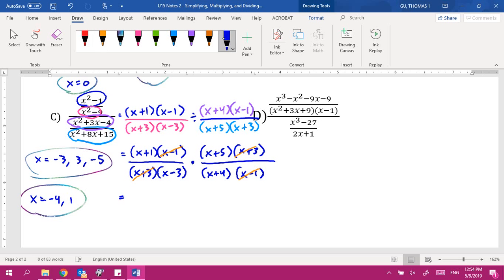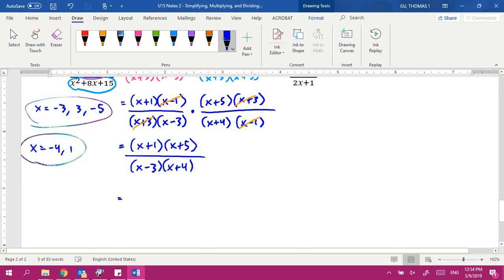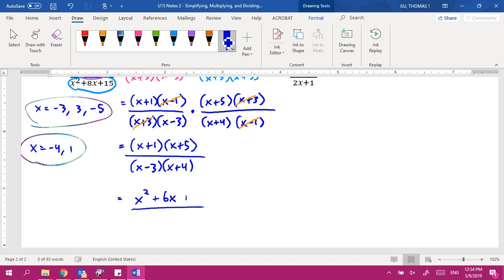So we're left with what? All right, you know it'll be like this. And that's almost the full answer, but what do I need to do to get my final answer? Yeah, I got to FOIL. So if I FOIL these out, do you know what I would get? Right? x squared plus 6x plus 5 over x squared plus x minus 12. And that would be your final answer.